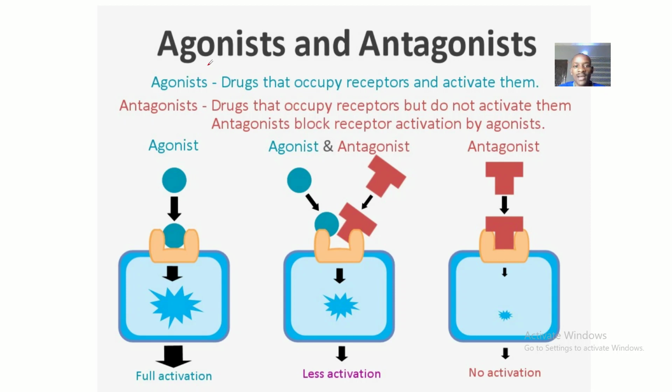So we're ending here by still defining the concepts of agonist and antagonist so that you should refresh your memory. Agonists are drugs that occupy the receptor and activate them. Then antagonists are drugs that occupy the receptor and do not activate them, and they will also prevent other substances which are agonists from activating these receptors.